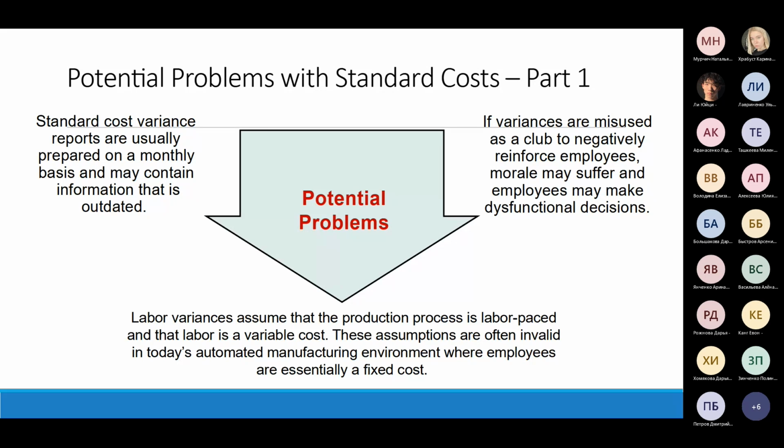The second potential problem is that if variances are misused as a club to negatively reinforce employees, morale may suffer and employees may make dysfunctional decisions. For example, if we use variances to punish our employees and managers, they may use those standards to disturb the normal improvement process and just formally satisfy standards. They may not create the better products they could, but they could simply satisfy standards from the formal side, and that's it.